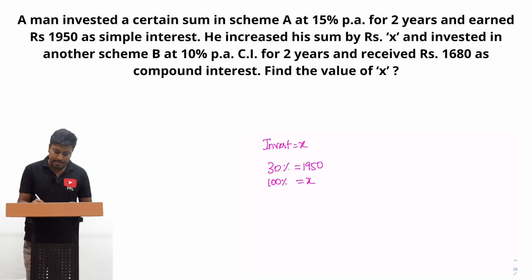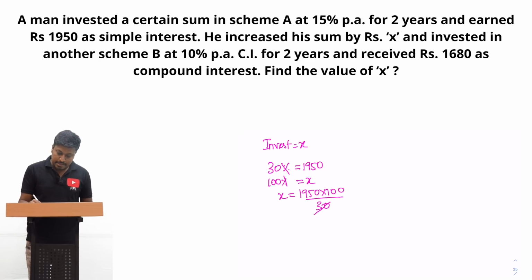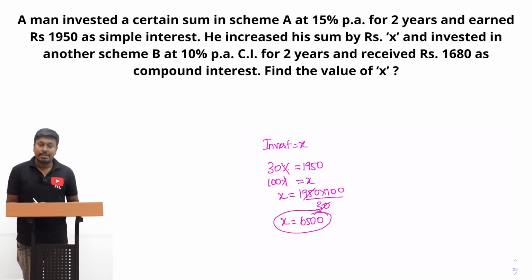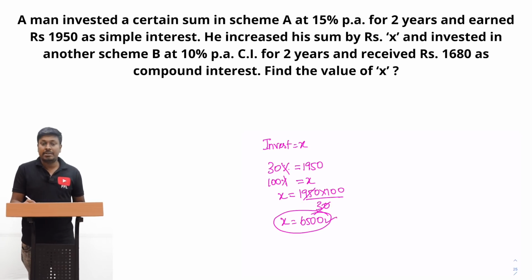Just cross multiply it, cancel percentage and percentage. So X is equal to 1950 into 100, divided by 30. So this becomes 65. So X is equal to 6500. So finally we got in the first scheme the man's investment will be 6500.